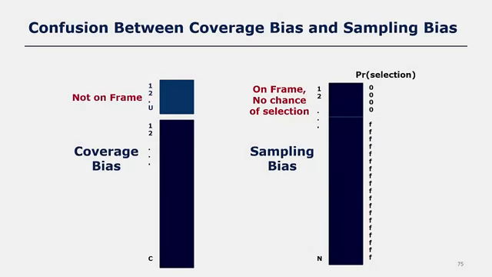Sometimes there's a little bit of confusion between coverage bias and sampling bias. Coverage bias means someone is not on the frame, right? So they are entirely not on the frame and can't be covered. Sampling bias, however, is people that are on the frame but for some reason have a 0 probability to be selected. A very important distinction here, and that of course would create a sampling bias.